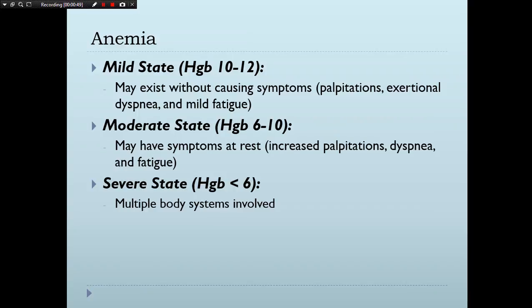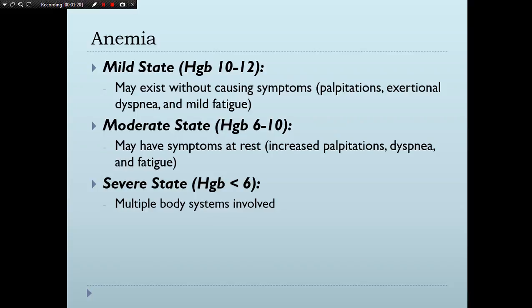In a mild state where our hemoglobin is somewhere between 10 to 12, our patients may be asymptomatic, and if we see symptoms, they might be mild. In more moderate states where the hemoglobin is 6 to 10, we may have symptoms at rest, increased palpitations, dyspnea, and fatigue. If we're in a severe state of anemia, our hemoglobin might be less than 6, and some manifestations we might see might involve multiple body systems.